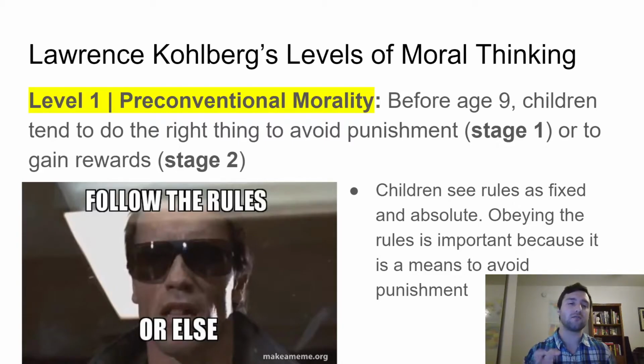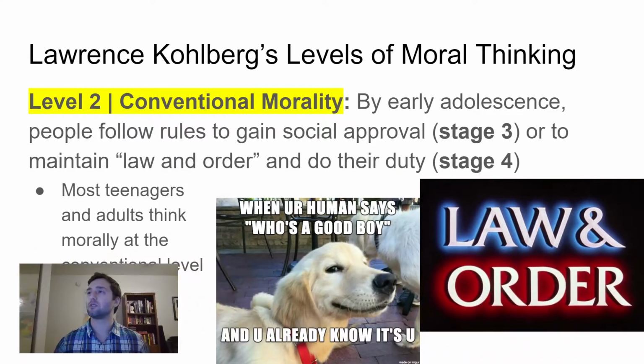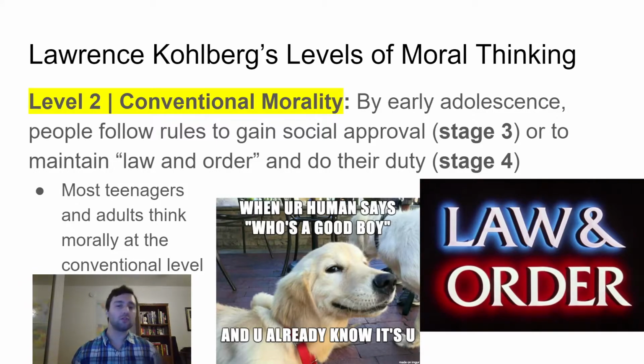And that's really this very beginning stage of our moral development. From there, we will move into level 2, which is called conventional morality. Conventional morality generally starts around early adolescence. Basically, people follow rules to gain social approval. You do good things because people notice that you do good things, and people like that, right? So someone drops their pencil in the hallway, and you rush to help them pick it up, because people will think of you as a good person. That's the idea of conventional morality.